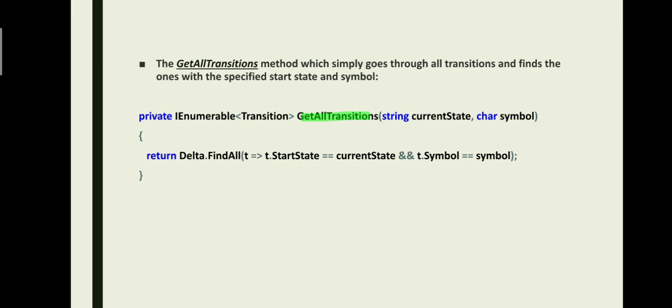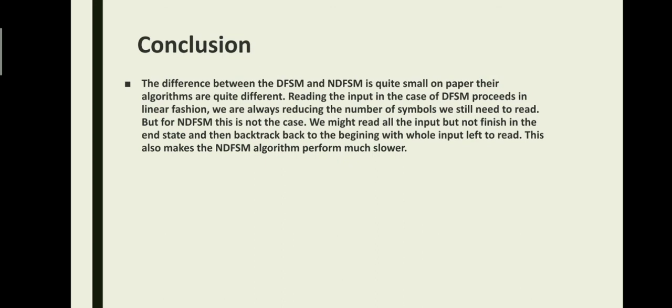So this was the last part of the code. Now let's come to the conclusion. The difference between DFSM and NDFSM is quite small, but their algorithms are quite different, because the method of reading the input in the case of DFSM proceeds in a linear fashion, whereas in NDFSM we may read all the input but not finish in the end state and then backtrack to the beginning with the whole input left to read. So this makes the NDFSM algorithm perform much slower.